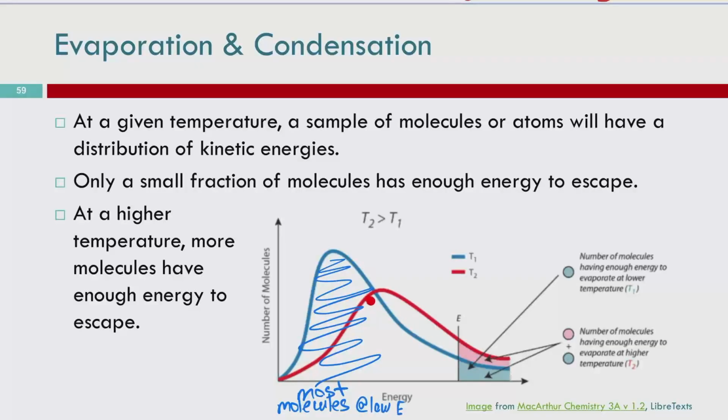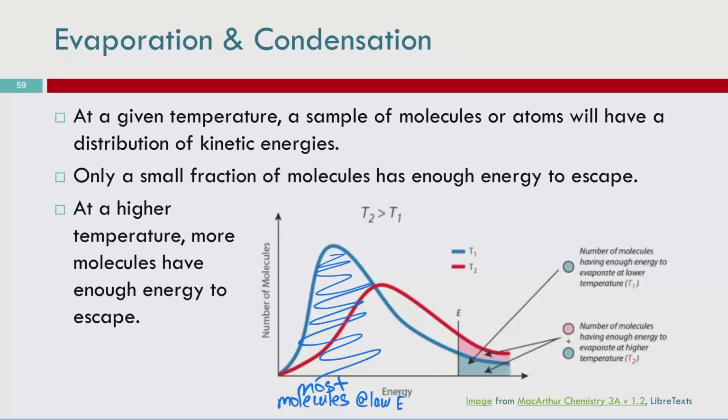But notice we do have this front tail. I don't know a good word for it, because tail kind of implies behind, but this is a front tail or a leading tail. So even though we've generally got low energy, we do still have some molecules at high energy. And this line E represents the amount of energy that we need to evaporate. So even though we're at a lower temperature and most of our molecules are at low energy, we still have some at higher energy, enough that they can evaporate.